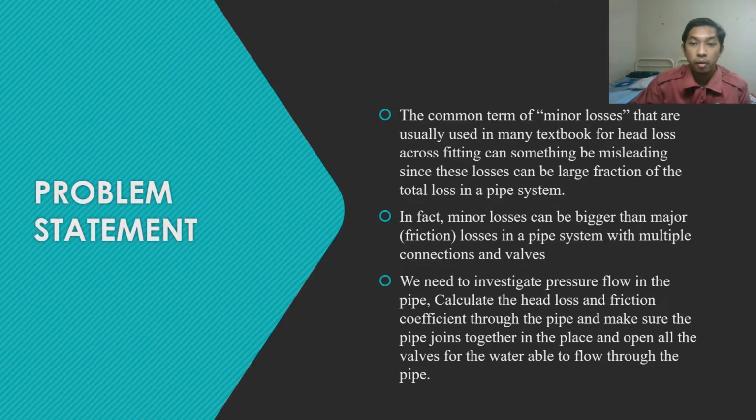Next is the problem statement. The common term of minor losses that is usually used in many textbooks for head loss across fittings can sometimes be misleading, since the loss can be a large fraction of the total loss in the pipe system. In fact, minor losses can be bigger than major friction loss in a pipe system with multiple connections and valves. We need to investigate the pressure flow in the pipe, and then calculate the head loss and friction coefficient through the pipeline, and make sure the pipes join together in place and open all the valves for the water to be able to flow through the pipe.